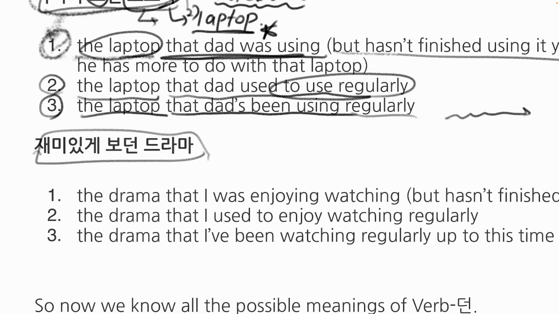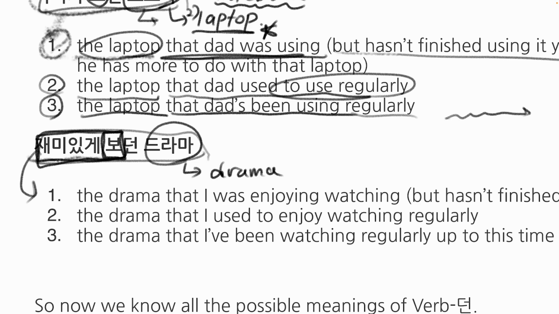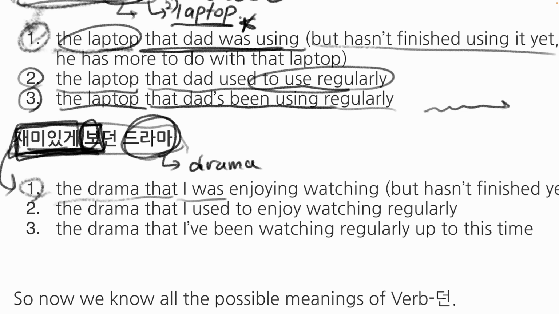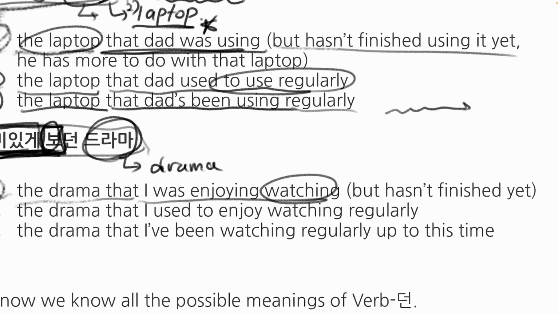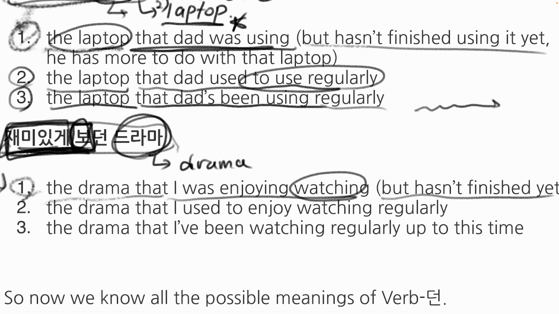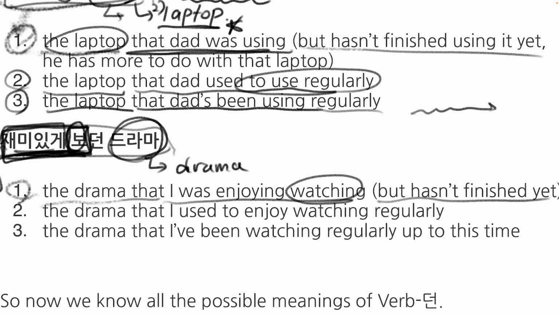And the third one, 재미있게 보던 drama. And if you say 보다, it means to watch. And 재미있게 보다 means you enjoyably watch it. So it means the drama that you enjoy watching, basically. So the first meaning it can have is the drama that I was enjoying watching, but I haven't finished the drama yet, right? I was in the middle of watching, but then I had to pause. There's still more left to be watched that I haven't finished watching yet. The drama that I was enjoying watching.